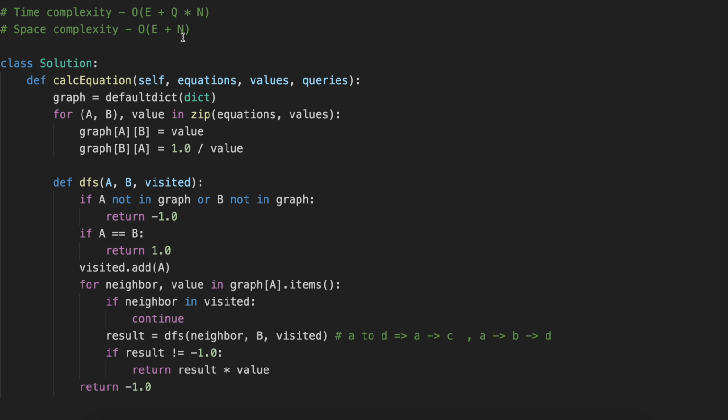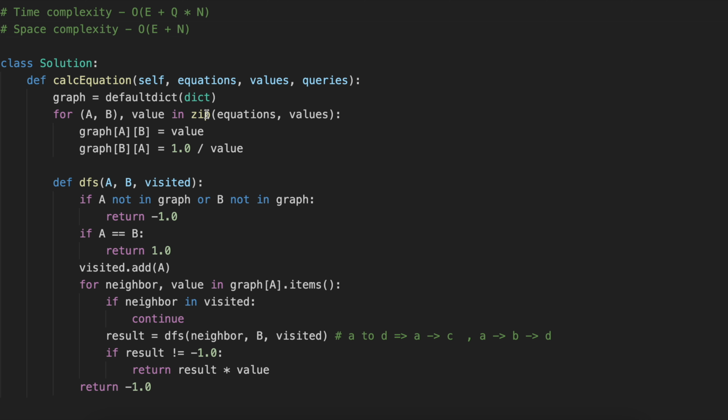So about the space complexity. In space complexity, we have two data structures here. We have E, so we are building our graph dictionary, and the size of that would be E. It's the number of equations that we have. Also in the worst case scenario, we have the DFS recursive stack, which will contain all of our nodes. So we are adding that also to our space complexity, and our final space complexity is E plus N.